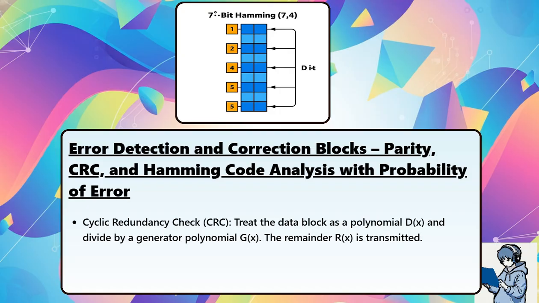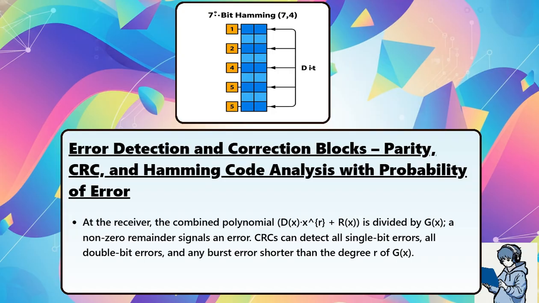Cyclic redundancy check, CRC. Treat the data block as a polynomial d(x), and divide by a generator polynomial g(x). The remainder r(x) is transmitted. At the receiver, the combined polynomial d(x) times x to the r plus r(x) is divided by g(x). A non-zero remainder signals an error.